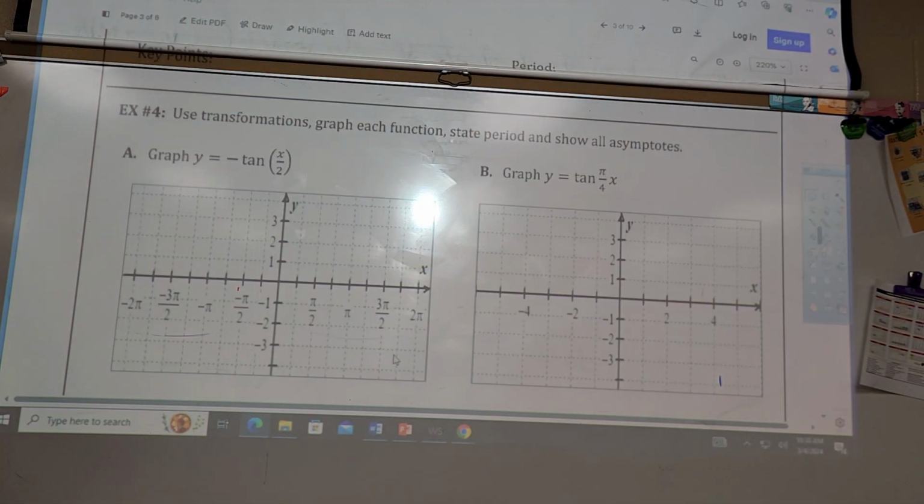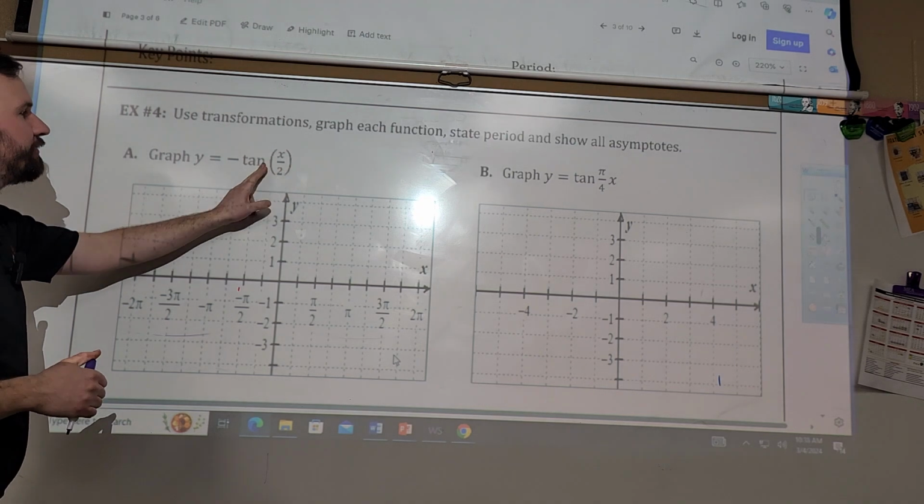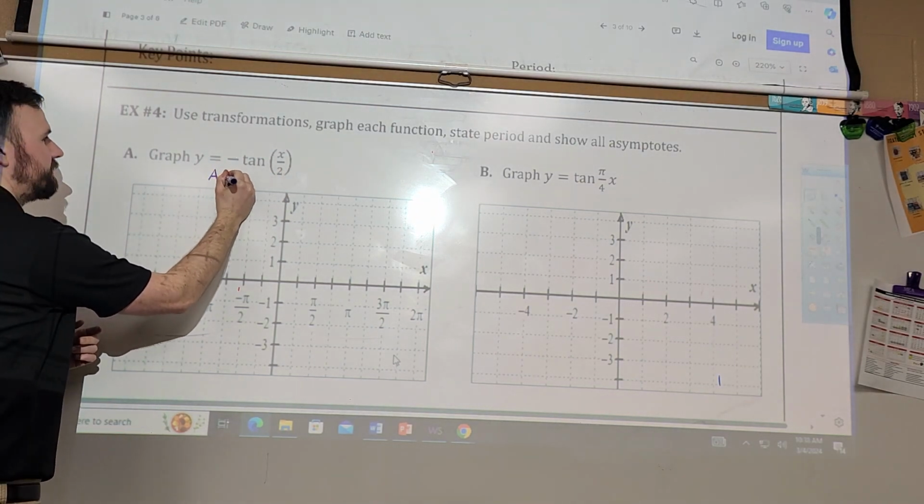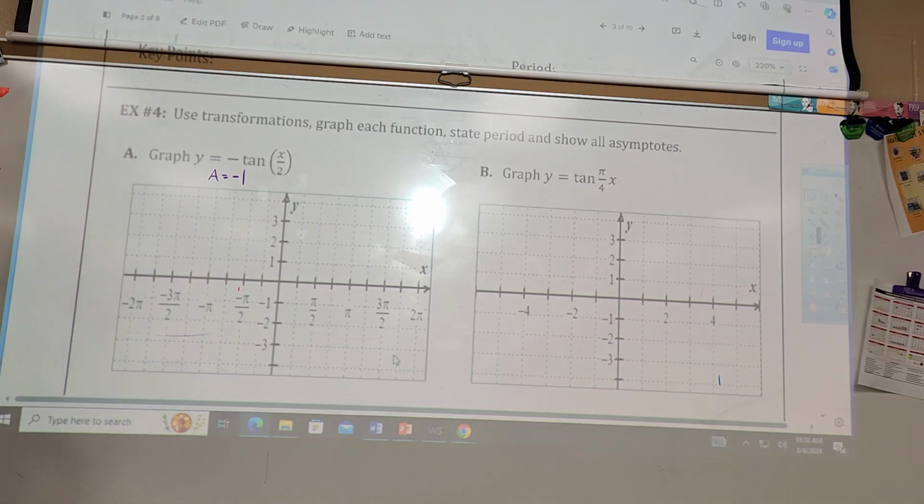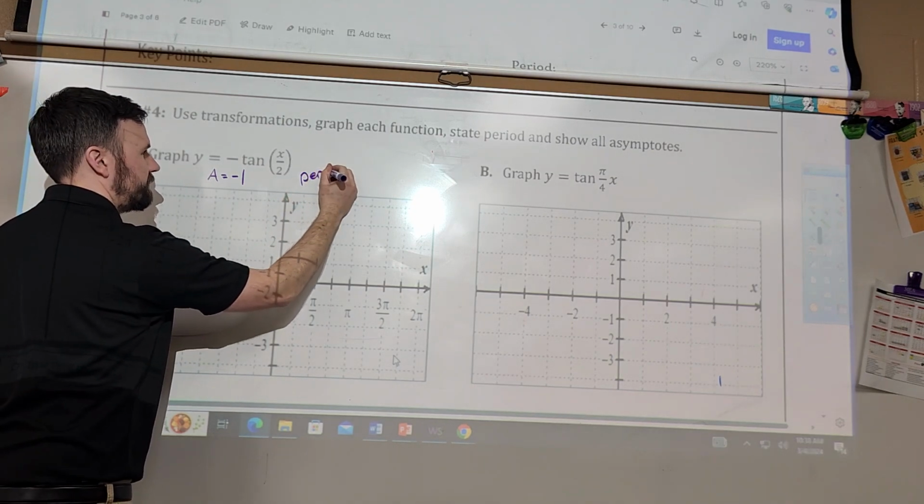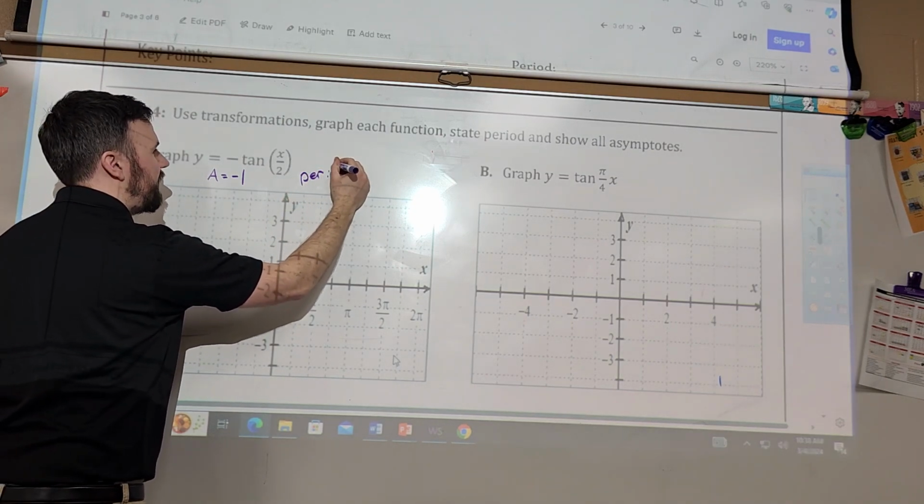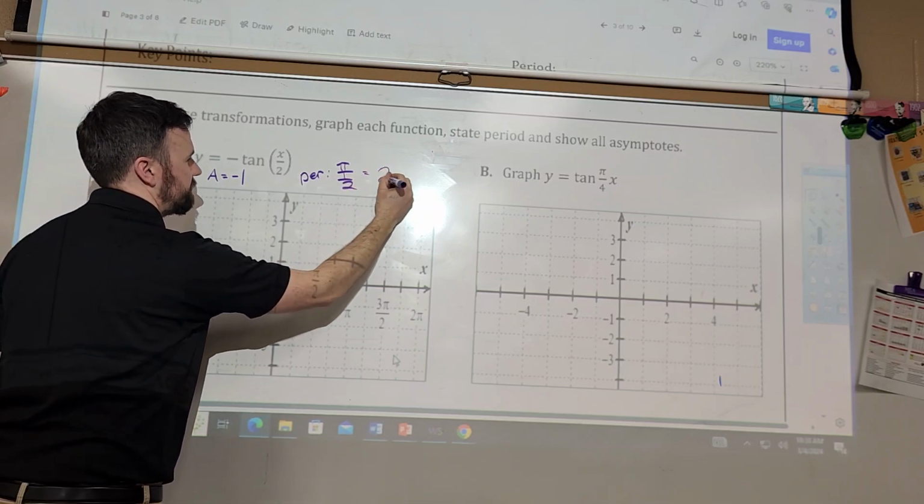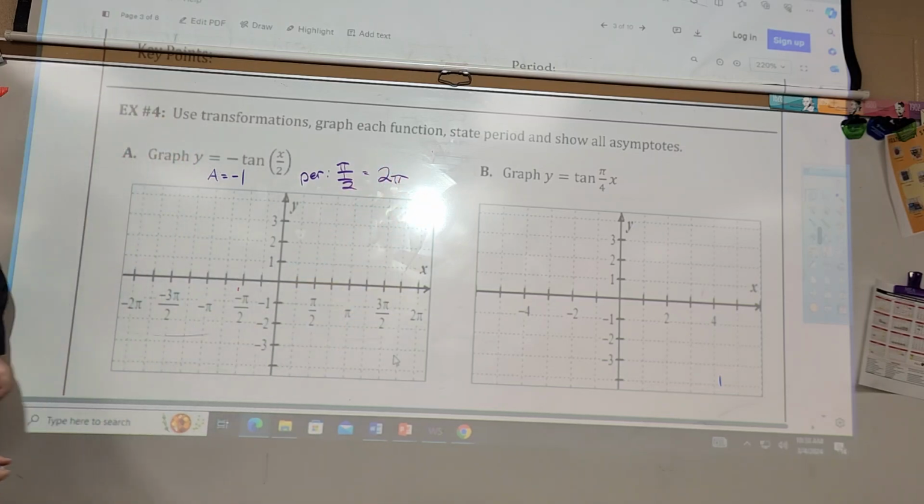All right, so let's graph this beast now. Negative tan of x over 2. What's my a? Negative 1, right? A is negative 1. What's my period? Pi over a half, which is 2 pi, right?